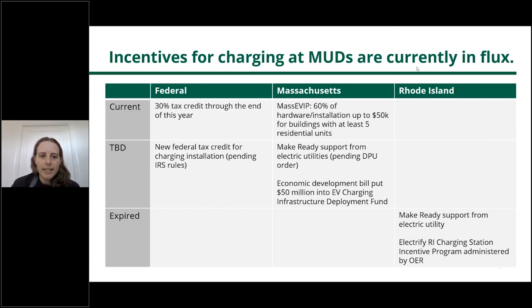And then finally, in Rhode Island, the picture is a little sadder. There's no current program to help cover the costs of charging. There was a make-ready program back when National Grid was the electric utility for the state of Rhode Island. Now National Grid sold its business in Rhode Island to a new company, so the new electric utility is called Rhode Island Energy. And it's kind of TBD what their plans will be for electric vehicles in the coming years.